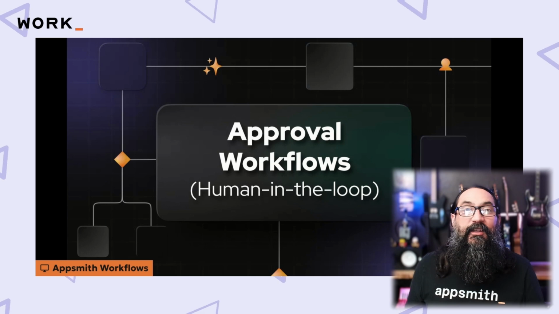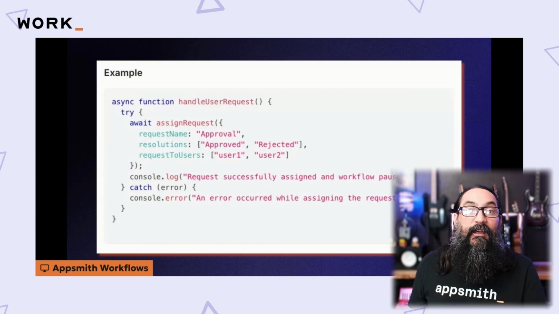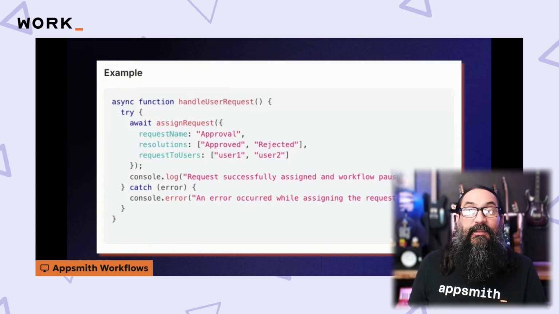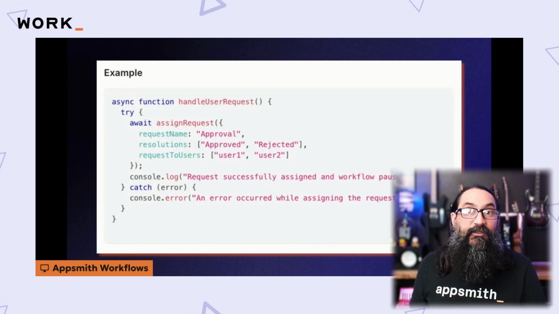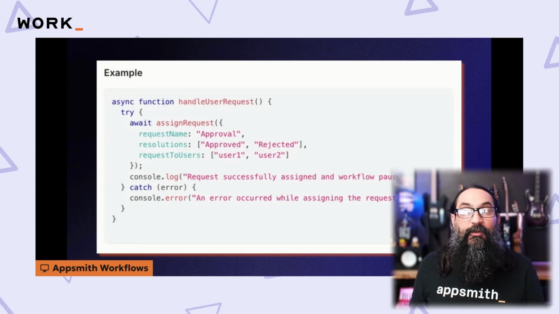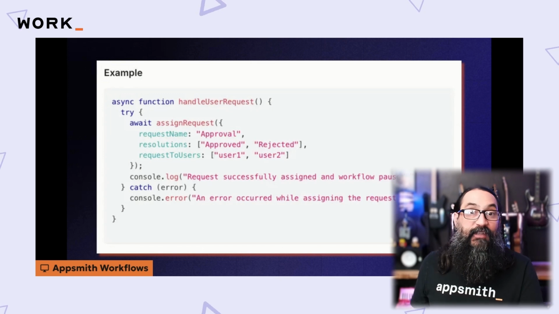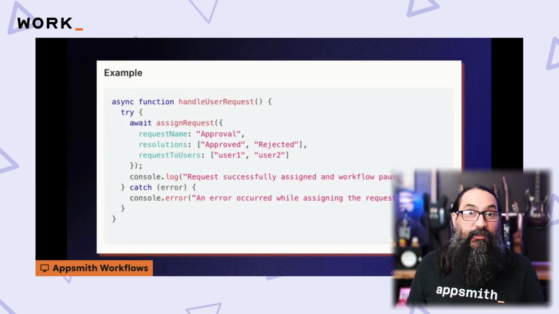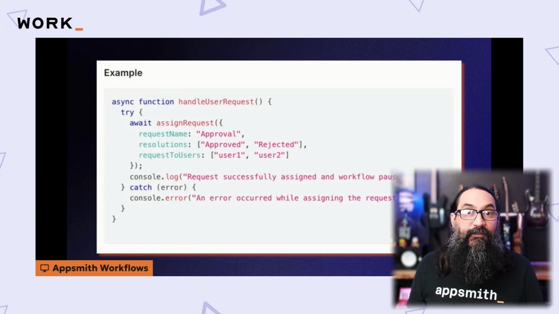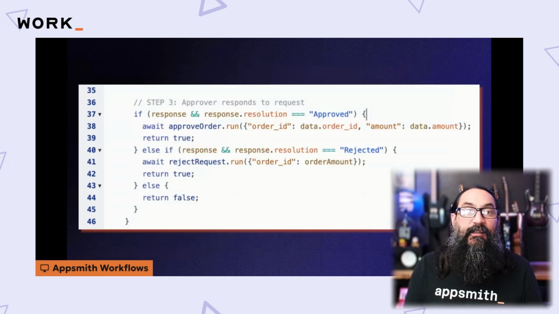All right, next up, we're going to check out the approval workflows or human-in-the-loop workflows. Another unique feature is the AppSmith approval workflow, or human-in-the-loop. These are automations that have a human reviewer step where the user can choose to approve or reject the job. Just add an assign request step to your code anywhere you want to add a human reviewer. Then the code will pause at that step, waiting for the user to respond.